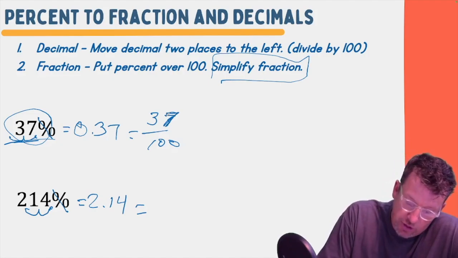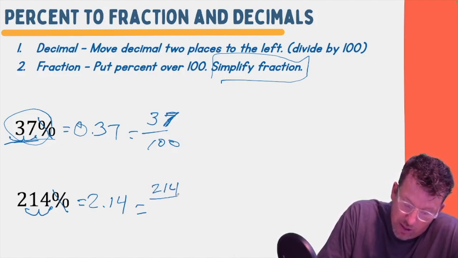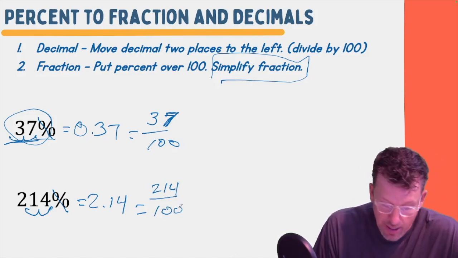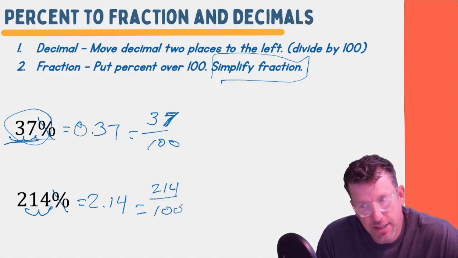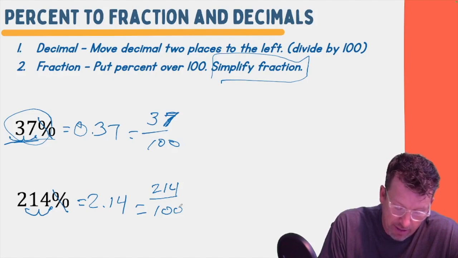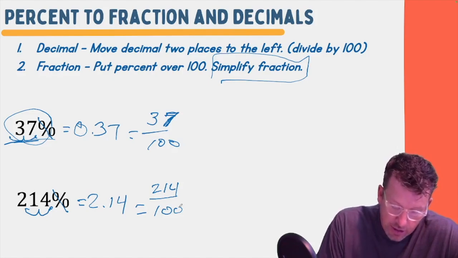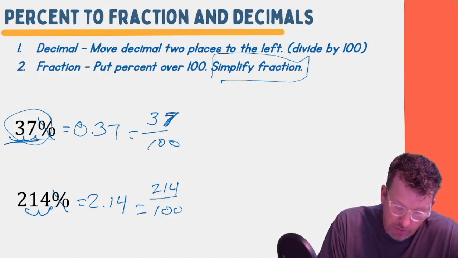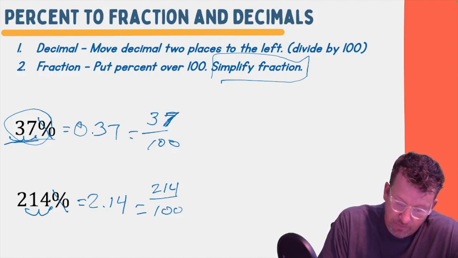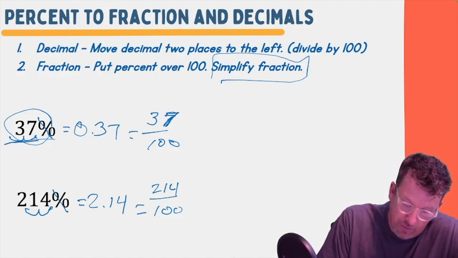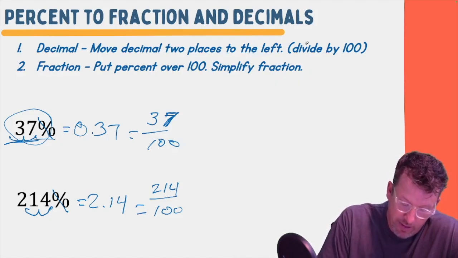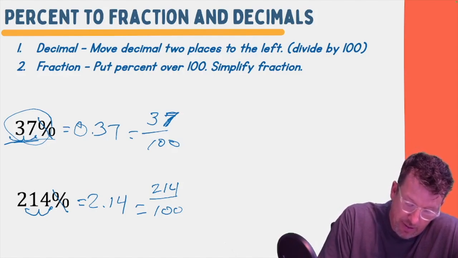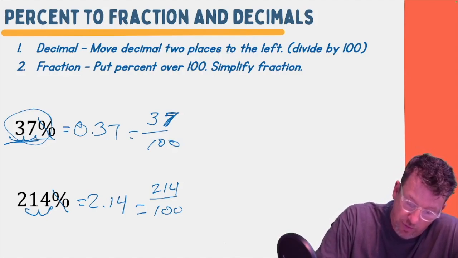Let's go to this next one, 214%. Again, do the same thing, 214 over 100, okay? Now this one can simplify, and it's real easy to tell that this one can simplify right off the bat because they're both even numbers. So at the very least, we know that both of those numbers can be divided by 2. All right, so I'm going to go ahead and work on that real quick. Let me get rid of some room up here. So I'm going to write this again up here so I can have some room to work.